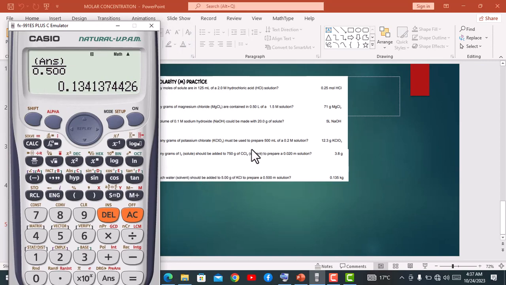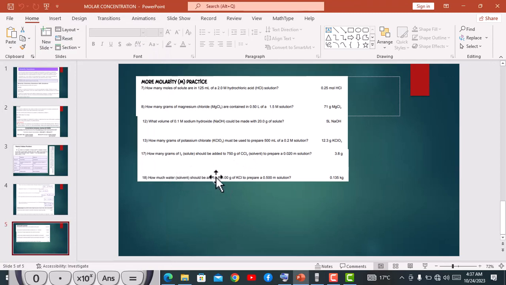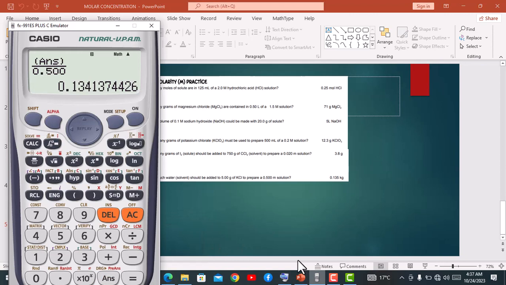Because remember, we are given how much of this should be added to that molar concentration. So your answer is going to be in kilograms, because we are having our mass here. So the volume will be in kilograms, and then if we had liters, it would have been in liters. But we can convert that to liters. It doesn't make any difference. So this is the answer that we have.